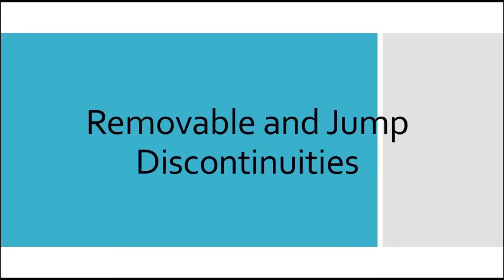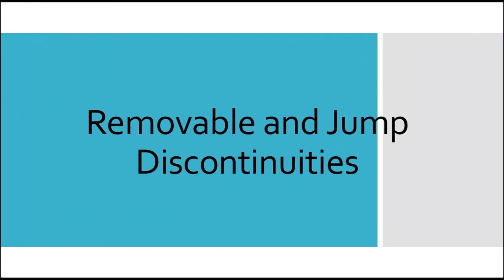Removable and jump discontinuities. In our previous class, we learnt about continuous functions. If a function is not continuous, then we call it a discontinuous function. Every function may be discontinuous at some point, not at all the points of the graph, but at a few points. In discontinuity, these are the types: the removable discontinuity and the jump discontinuity.